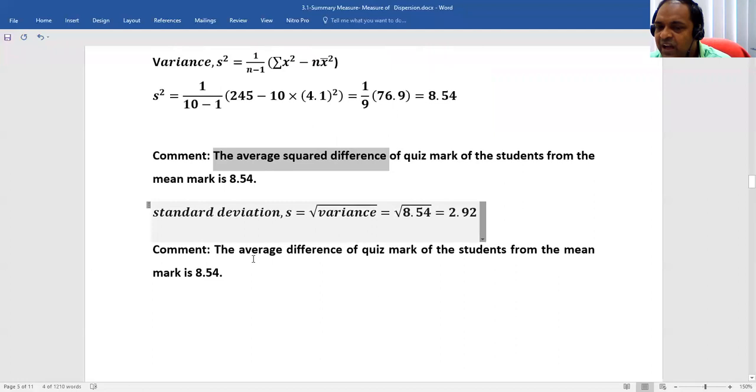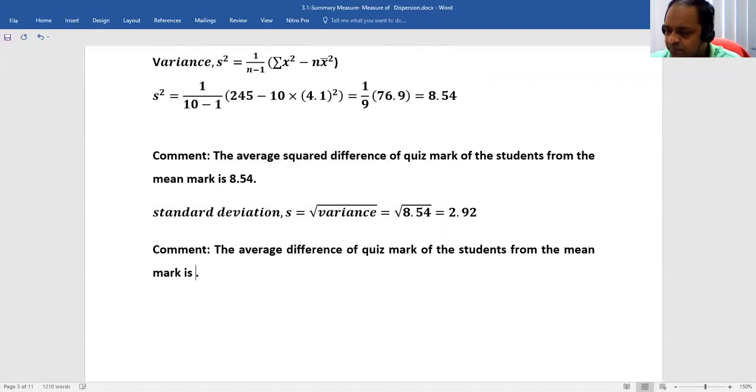Same like this. So for the average difference of quiz mark, the interpretation for the standard deviation, just omit the square. The average difference of quiz mark of the student from the mean mark is 2.92. So we got the variance: the average square difference of mark is 8.54. And for the standard deviation, the average difference of quiz mark of the student from the mean mark is 2.92. So this is the variance for the ungrouped data.